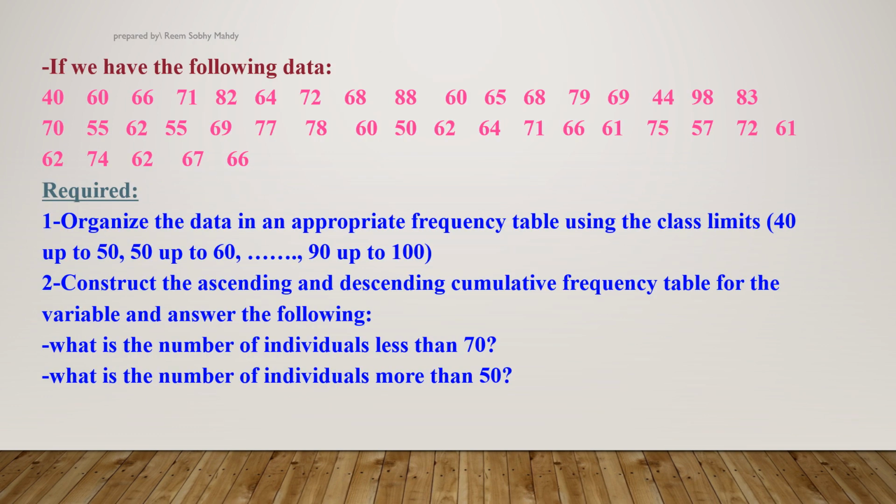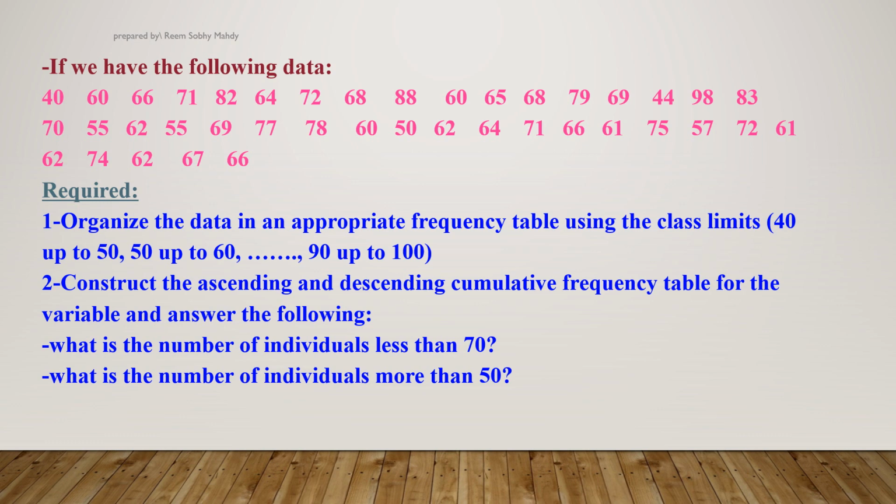Let's have an example. If we have the following data, organize the data in an appropriate frequency table using the class limits 40 up to 50, 50 up to 60, and so on till 90 up to 100. Then construct the ascending and descending cumulative frequency tables for the variable and answer the following. What is the number of individuals less than 70? What is the number of individuals more than 50?